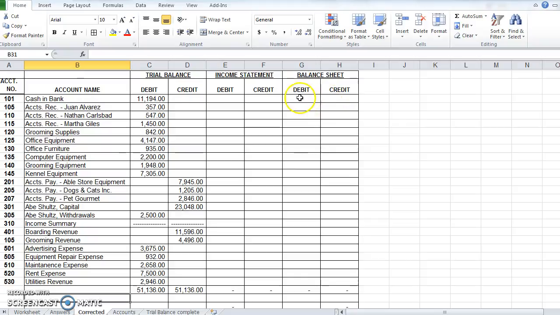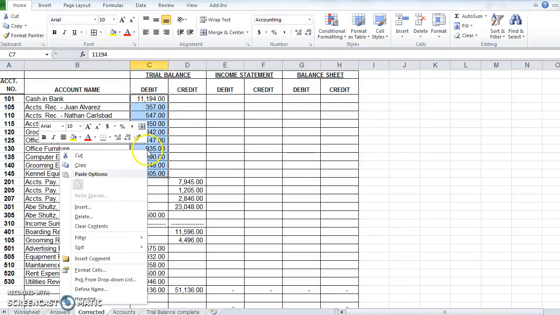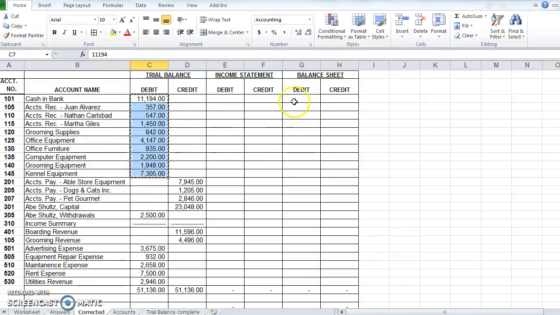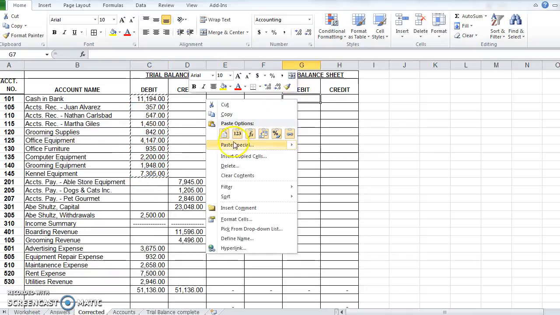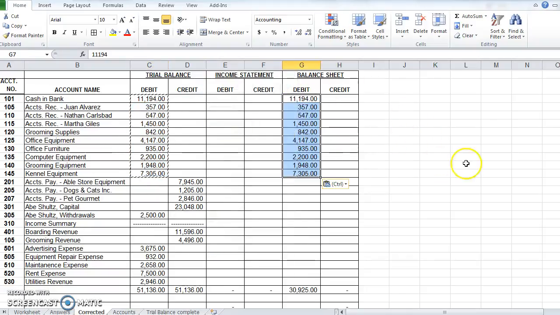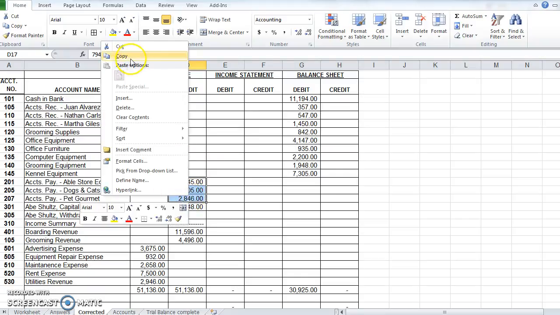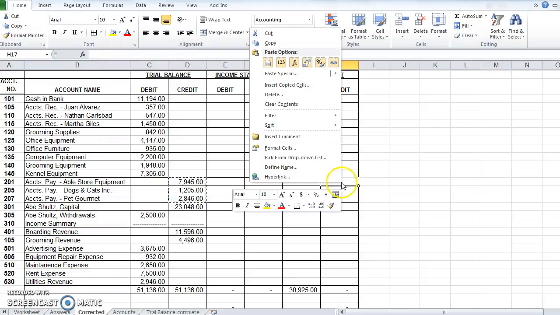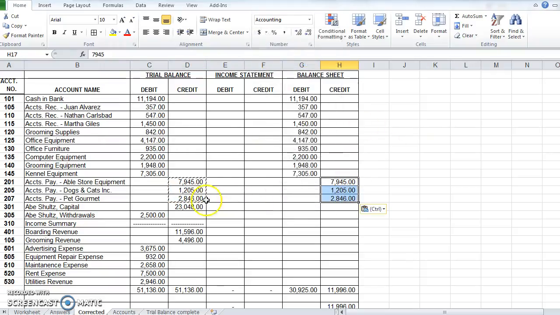And the easiest thing to do is go to the cell, and I'm just going to copy all the asset information, right click, copy it, and then paste it into the balance sheet section, so I don't want to retype all those numbers. And then I'll hit escape. I'll do the same thing for my liabilities, and there is a mistake. Copy it, I'll put it over here on the credit side since they have credit balances.